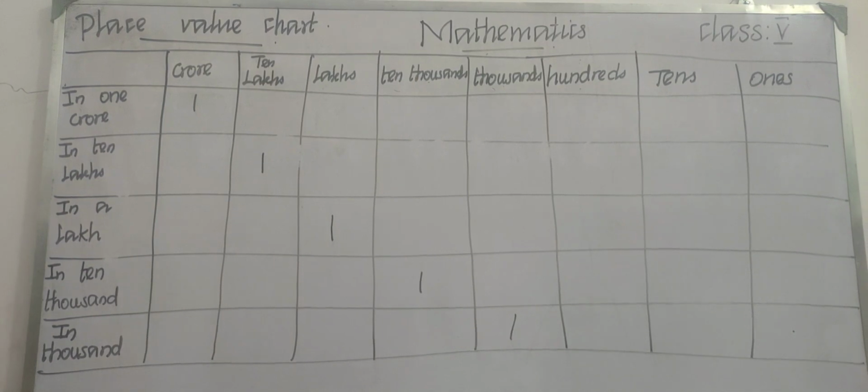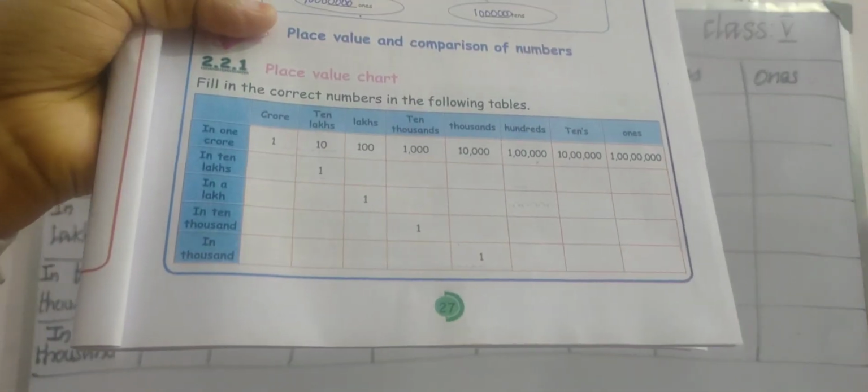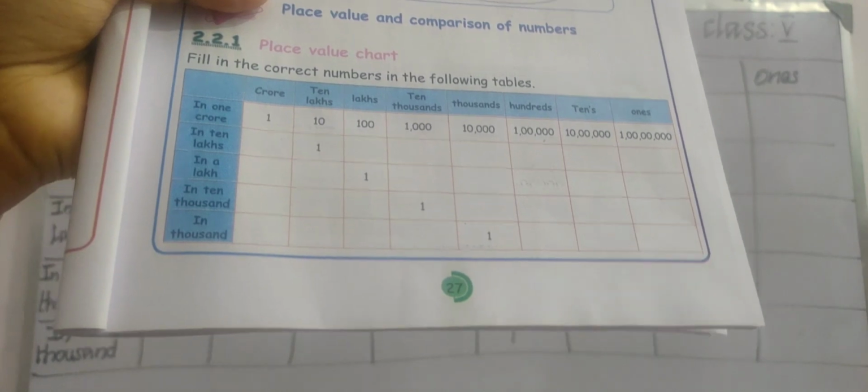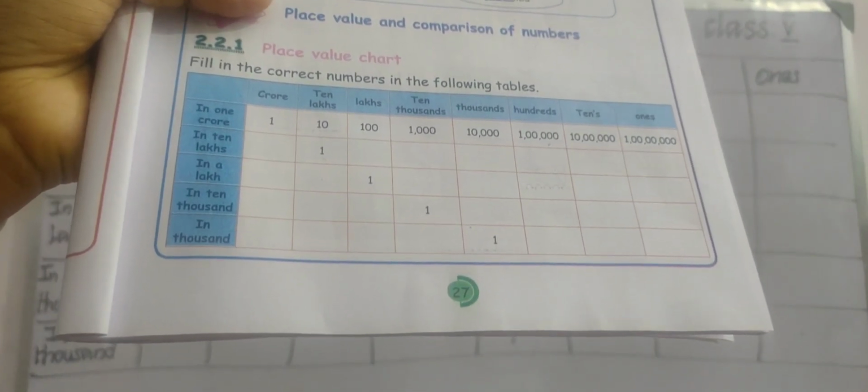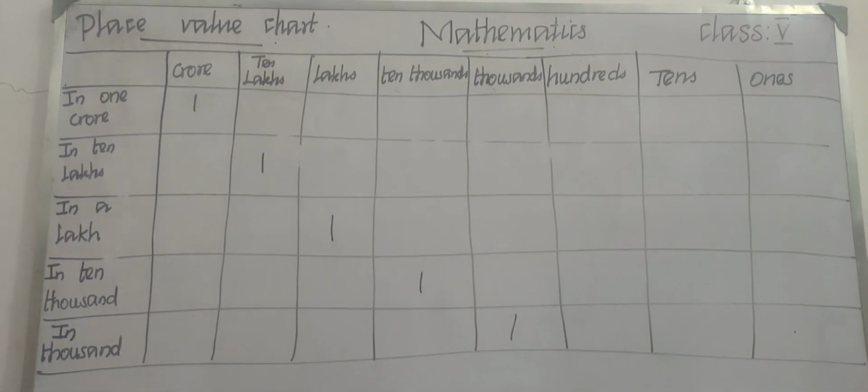Okay children, so let us do the exercise on page number 27. Take your book, page number 27. We are going to fill this. Fill in the correct numbers in the following tables. I have drawn the table on the board, so let us complete it.